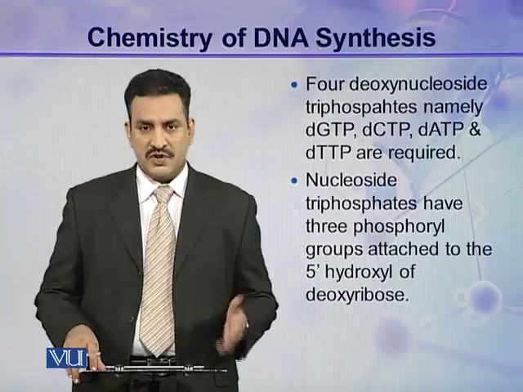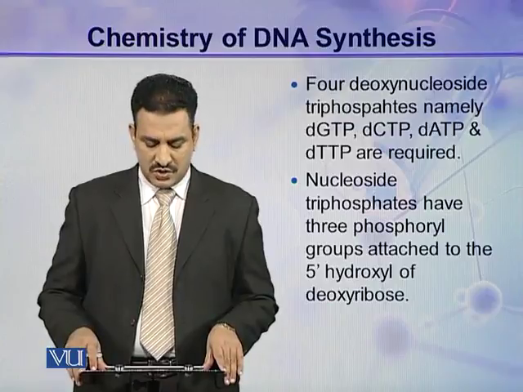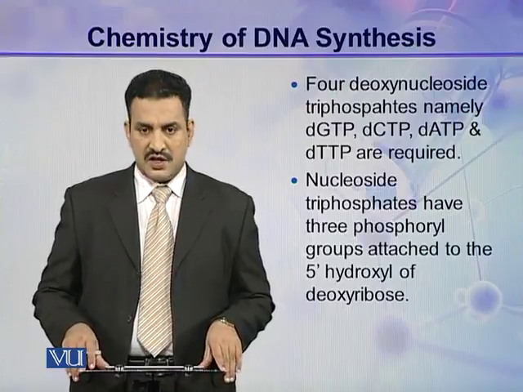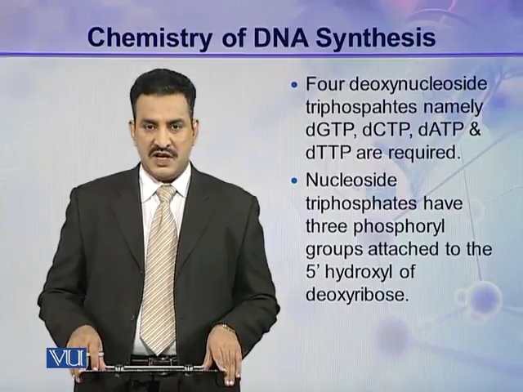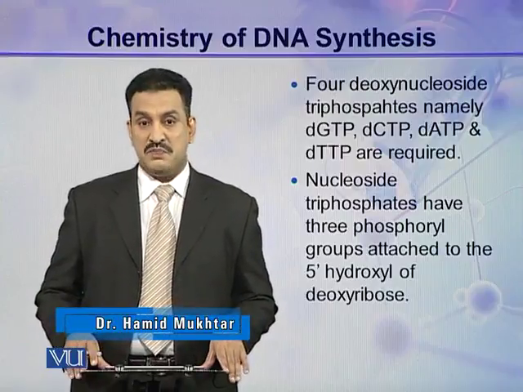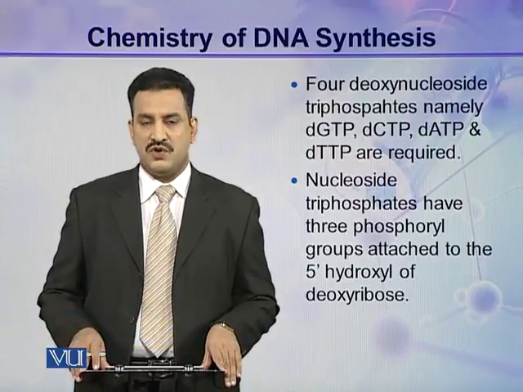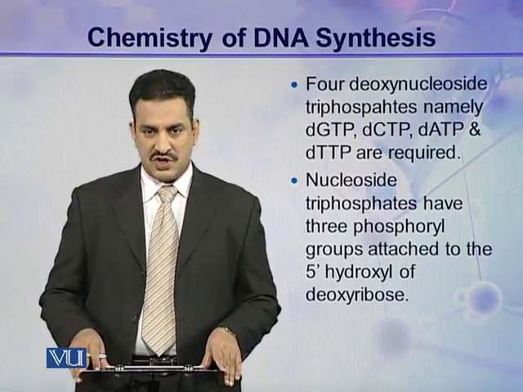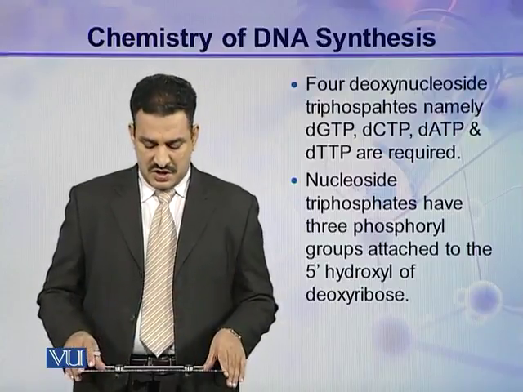In the case of the first requirement, which is deoxynucleoside triphosphate, there are four types of deoxynucleoside triphosphates, and they are named dGTP, dCTP, dATP and dTTP. These four dNTPs are required. dNTPs means deoxynucleoside triphosphates. I hope you are aware of these deoxynucleoside triphosphates. These are the nucleotides which are present.